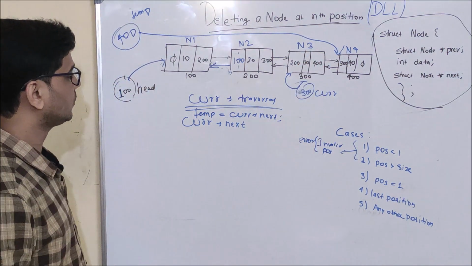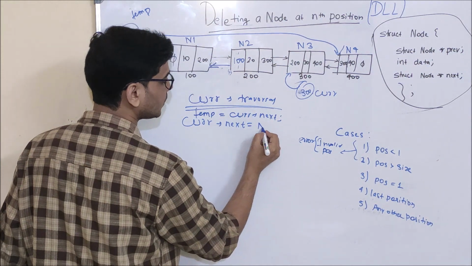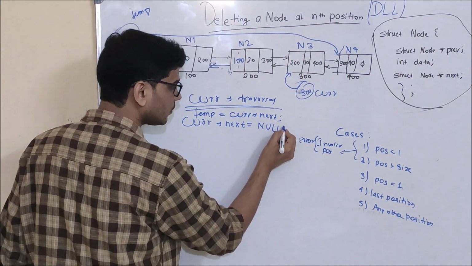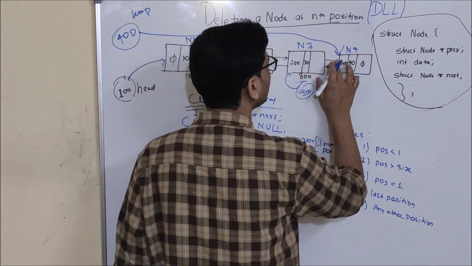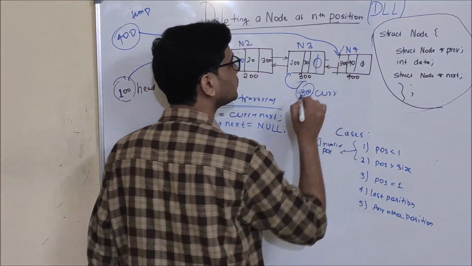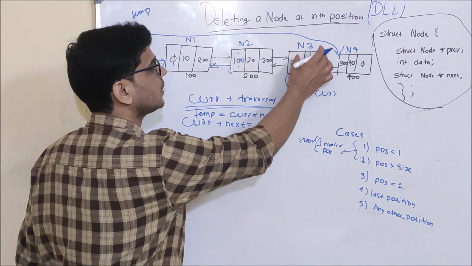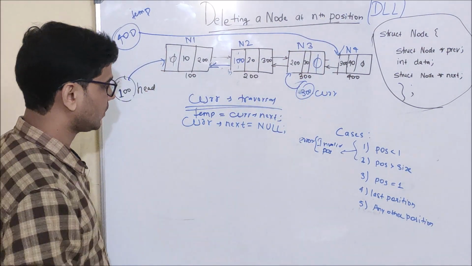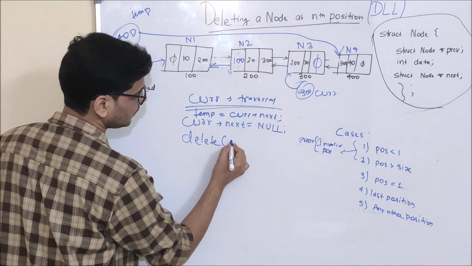And after that what are we going to do? We are going to update current dot next. And how are we going to update current dot next? We are going to update it to null. Which means now the next part of node 3 will be null and it will start to point to some null location. And what are we going to do after that? We are going to delete temp.